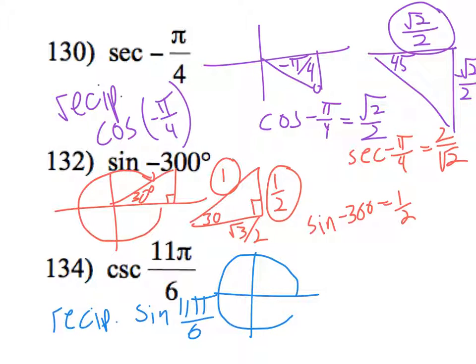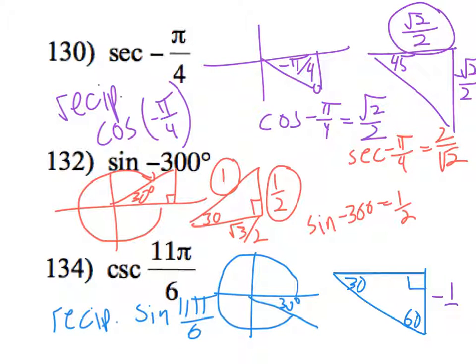11 pi over 6 is here. And it's almost 2 pi, but not quite. So we're looking at 30, 60, 90 right triangle. So drawing that, we get 30, 60, 90. I'll draw it this direction so that I know this should be negative a half down here, positive root 3 over 2 over there. So this sine would be the opposite, so negative a half.